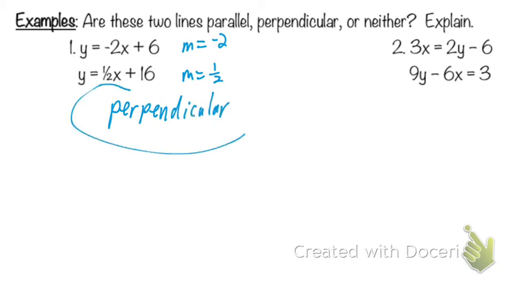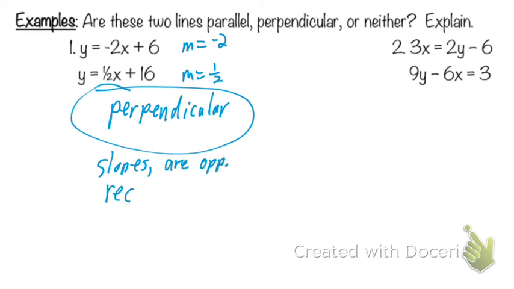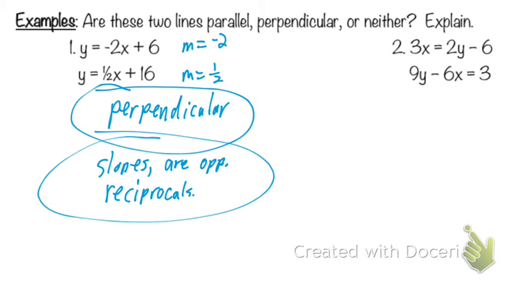Because the slopes are opposite reciprocals. Very good. Slopes are opposite reciprocals. So the slopes are opposite reciprocals, so they're perpendicular.